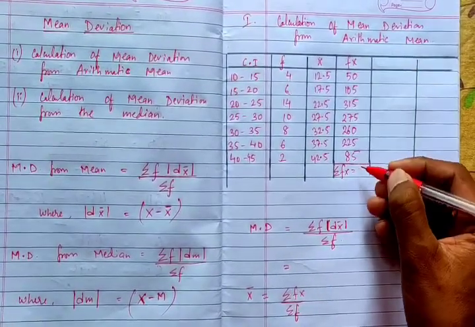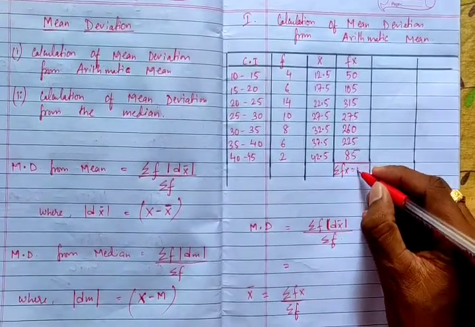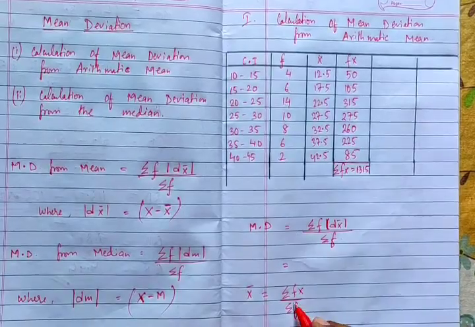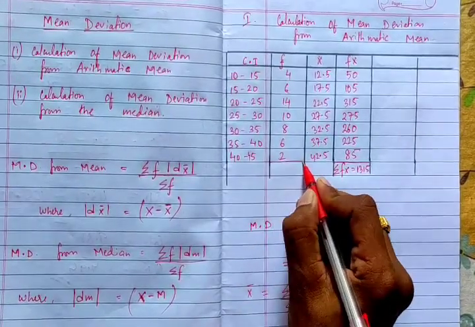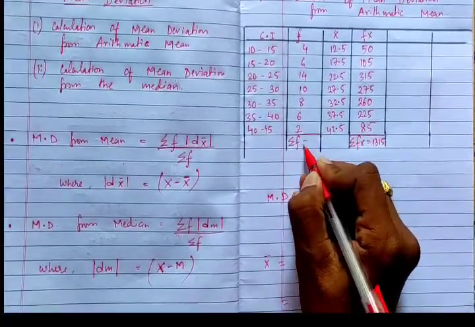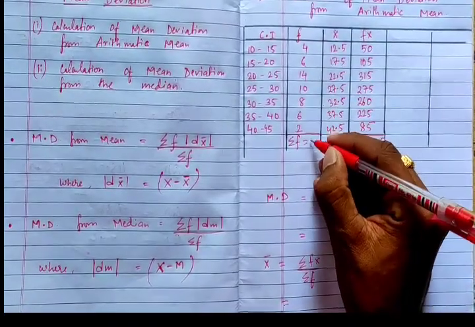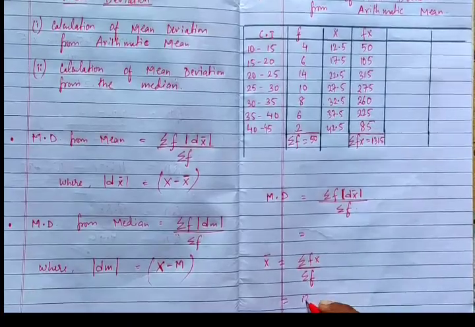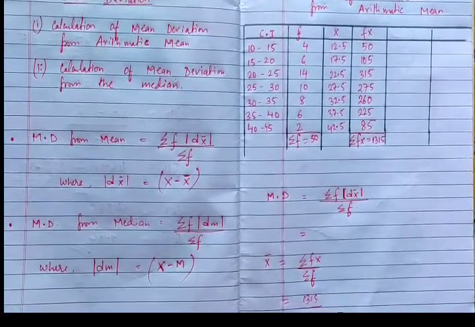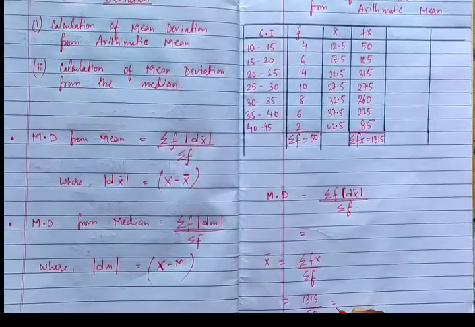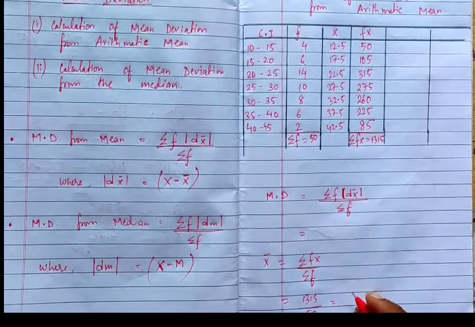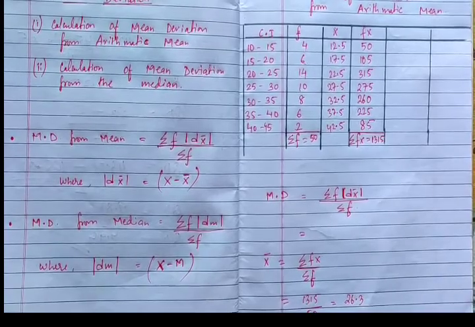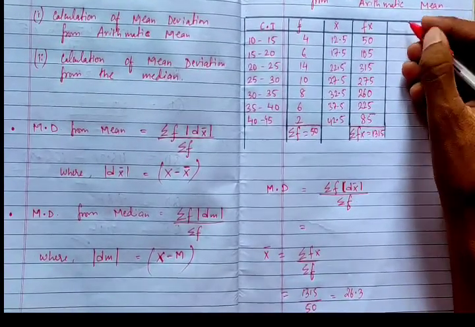When we total this, you can use a calculator, you will get 1315. And what else do we need? Summation f. Summation f means the total of the frequency column. When we total it, you will get 50. So we'll put the values now: summation fx 1315 divided by 50. After division, we will get 26.3. You can use a calculator, students. So now we can calculate dx bar.